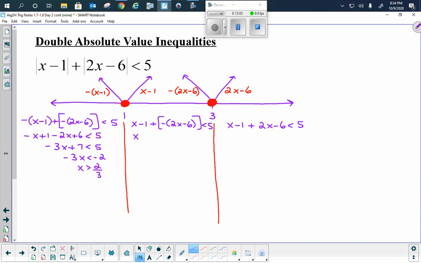All right, here, x minus 1 minus 2x plus 6 less than 5. So negative x plus 5 less than 5. That means negative x can be less than 0. And if I divide by a negative 1, it does change the sign. 0 divided by anything is still 0. And then here, 3x minus 7 is less than 5. So 3x is less than 12, and x is less than 4.